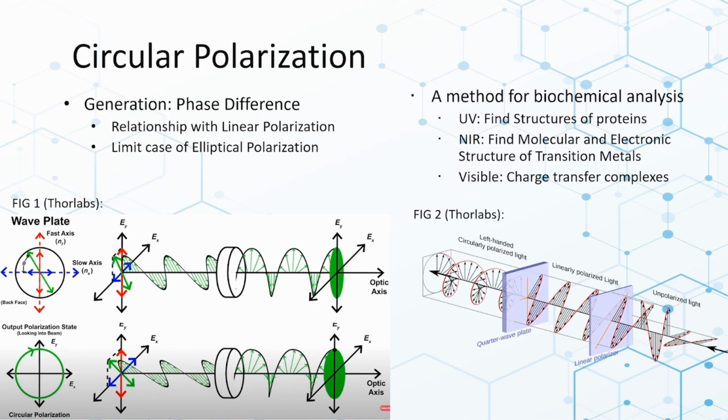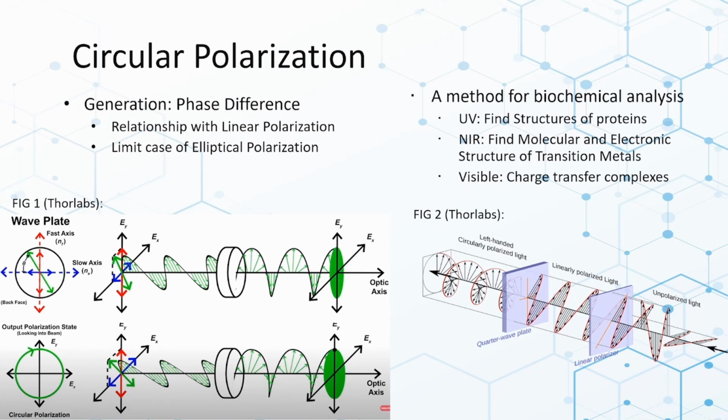Circularly polarized light is a kind of light in which the electric field vector of the wave indicates a point on a helix oriented along the direction of propagation. The phase difference is the key factor of circularly polarized light.